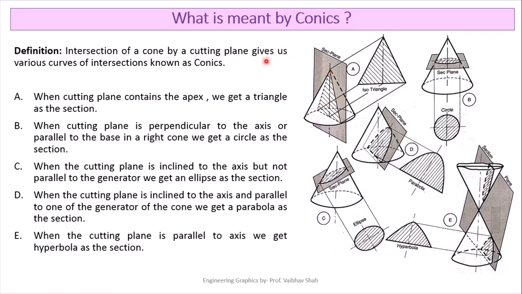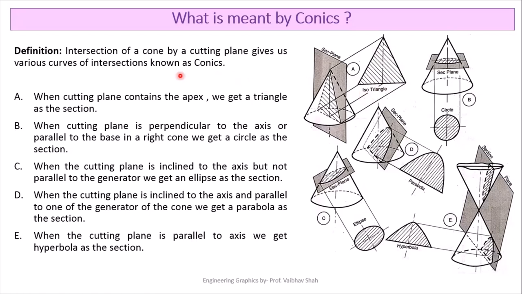So now let us understand this definition. Intersection of a cone by a cutting plane gives us various curves of intersection known as conics. So now we are having this cone. Now we are cutting this cone by this section plane vertically like this. And after cutting this cone, we are getting this section as our answer. So this triangular section is nothing but your intersection or curves of intersection, which is known as conic.